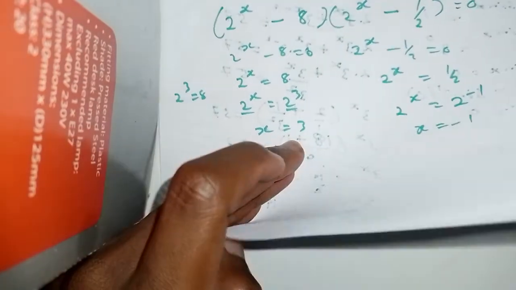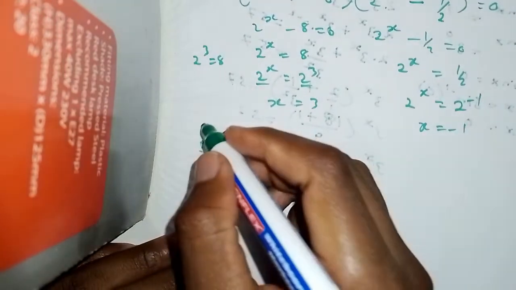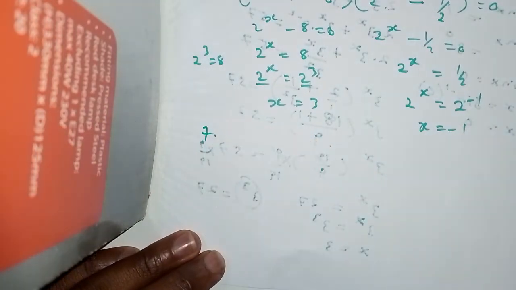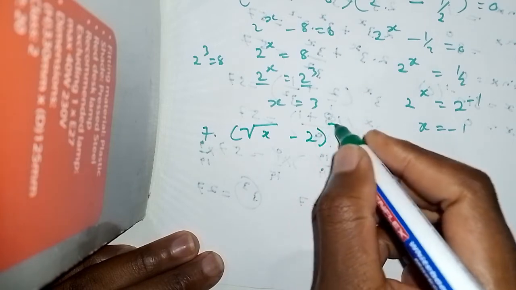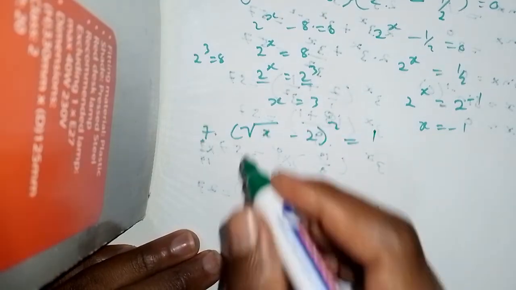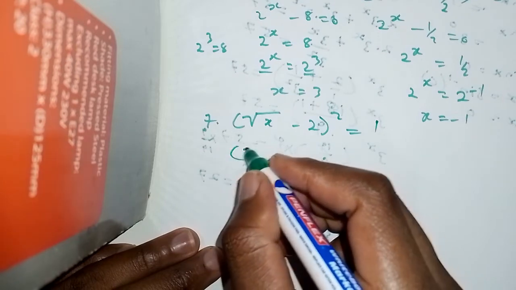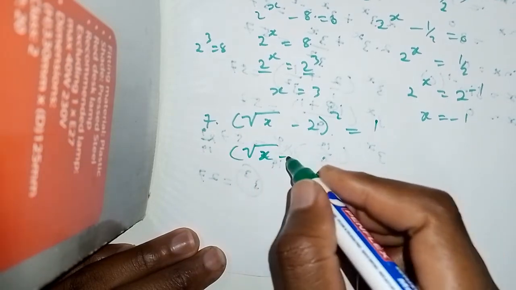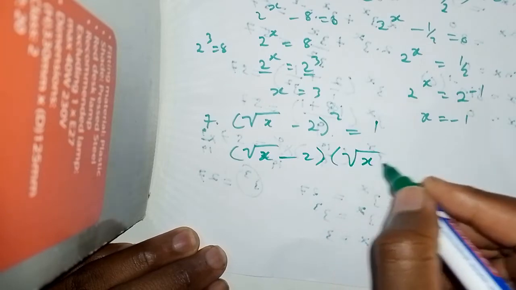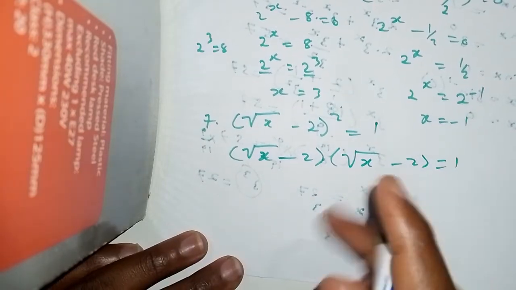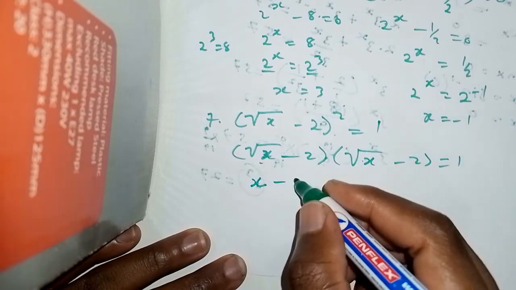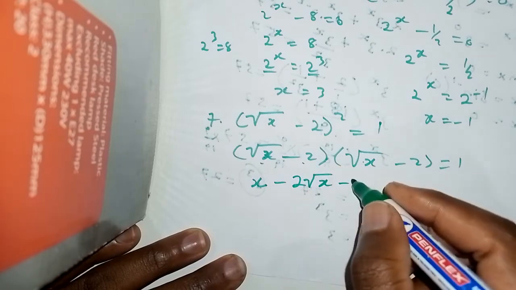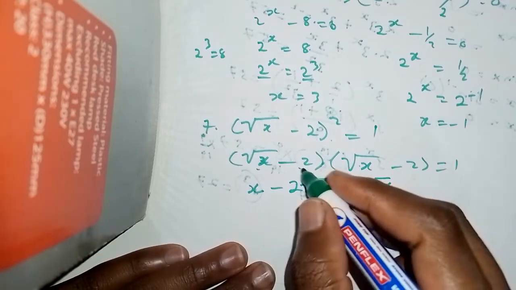Number 7, I have the square root of x minus 2 squared. This is equal to 1, right? I can just write this as x minus 2 square root of x minus 2, equal to 1, right? And then this and this is going to give me x. I'll have this and this is minus 2 root x. This and this is minus 2 root x. Then this and this is going to be positive 4.